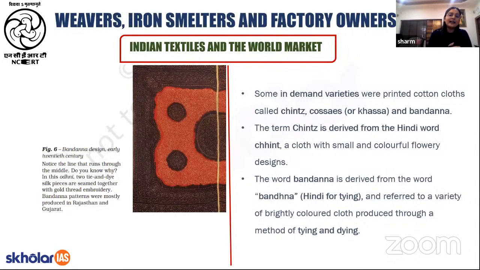Right now, in the last slide, I had told you that as many as 98 varieties of textiles were a part of the Indian textile industry. Now, among them, we are going to talk about those varieties which were commercially important both in the domestic and in the international market. Now, students, herein, the in-demand varieties included printed cotton cloths, which were known as chintz, coasses or khassa, and bandana. Now, herein, students, we are going to understand what the terms chintz and bandana entail.